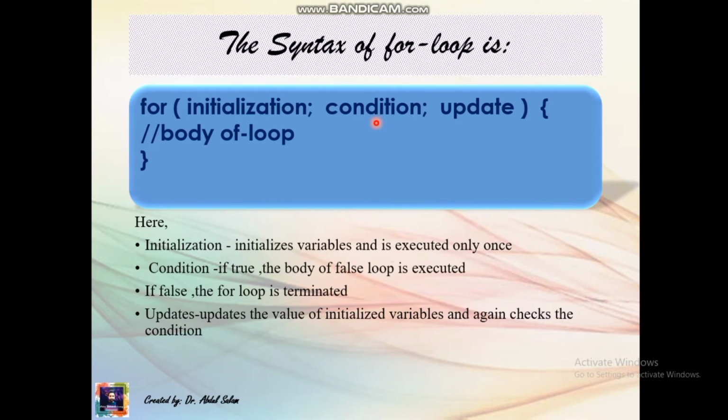The update increments the value of the initialized variable and checks the condition again. Here the loop will increment or update the value and again check the condition. If the condition becomes true, the body of the for loop will be executed. If the condition becomes false, then the for loop will be terminated.